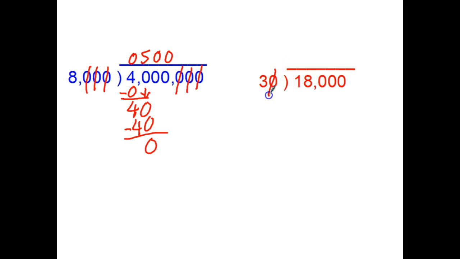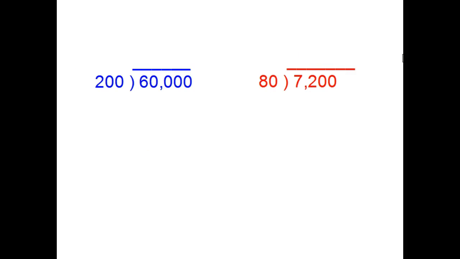18,000 divided by 30, get rid of 1 zero each way. There are 6 3s in 18. And then we still got 2 more zeros left here that we haven't used yet, so it'll be 600. One more time. You ready? 1, 2 zeros, 1, 2 zeros. 2 times what equals 6? 3. And then I got 2 zeros left, so 300.